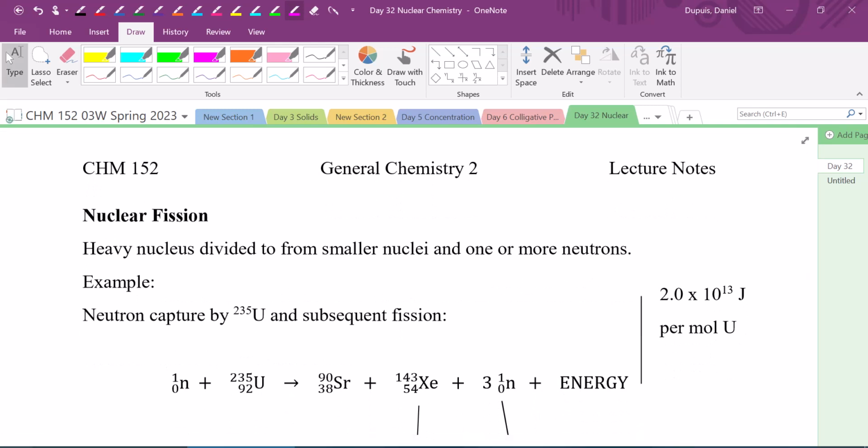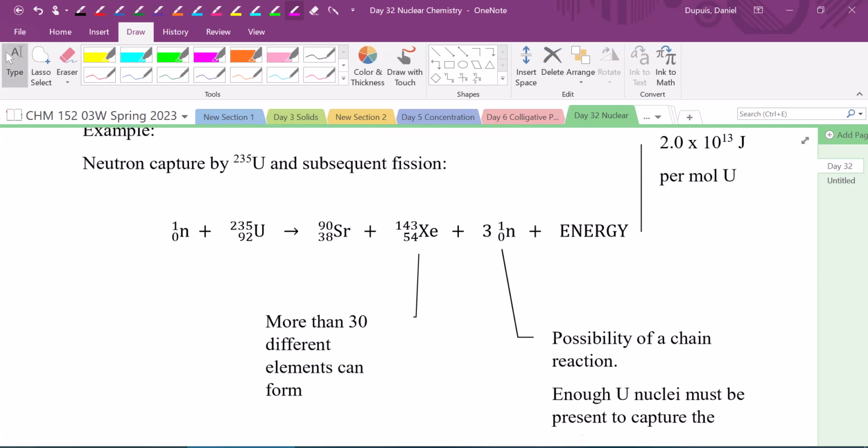Okay, and so this is an example. U-235. Uranium, if you look at the periodic table, is U-238. U-238 does go through nuclear decay, but it is not what we call a fissionable material. Uranium-235 is. So we have to somehow fire a neutron into a sample of enough uranium-235 for the reaction to occur.